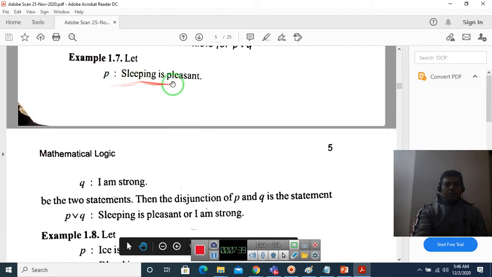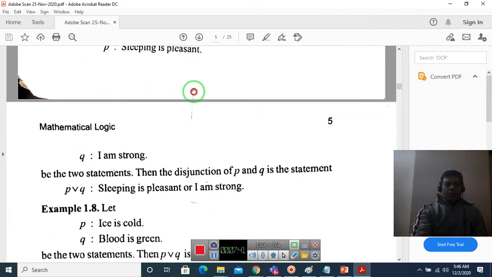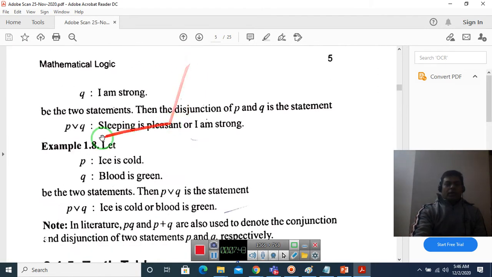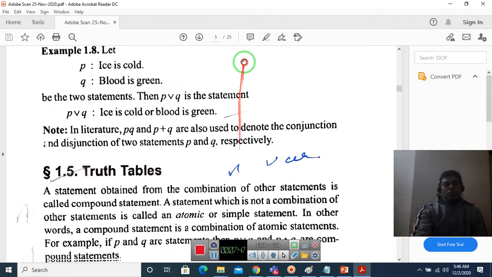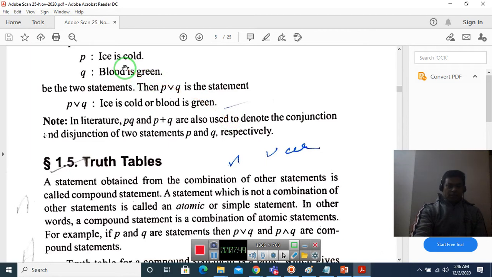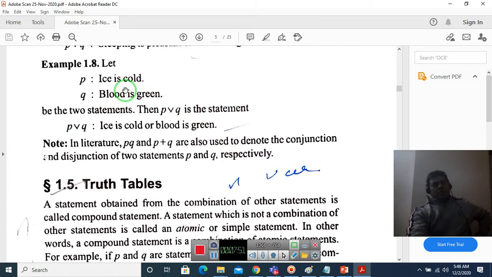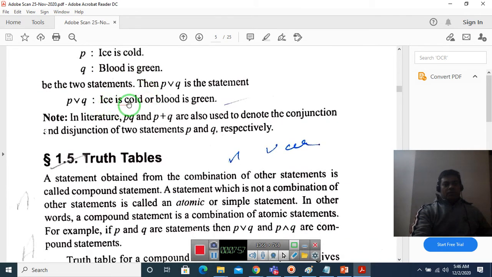P is "sleeping is pleasant" and Q is "I am strong." In this way we can form "sleeping is pleasant or I am strong." In another example, "ice is cold" and "blood is green," then we can form "ice is cold or blood is green."